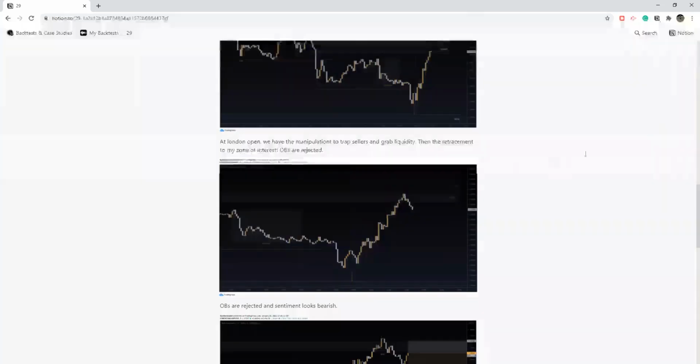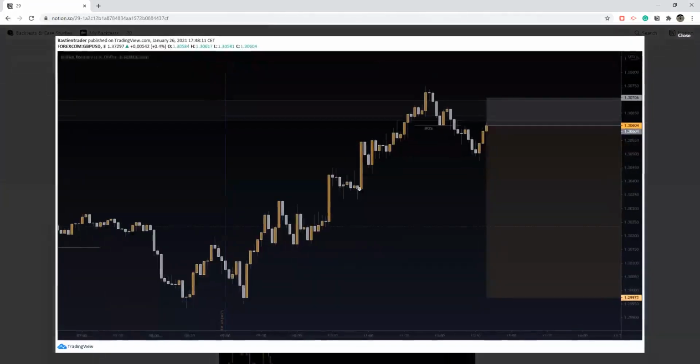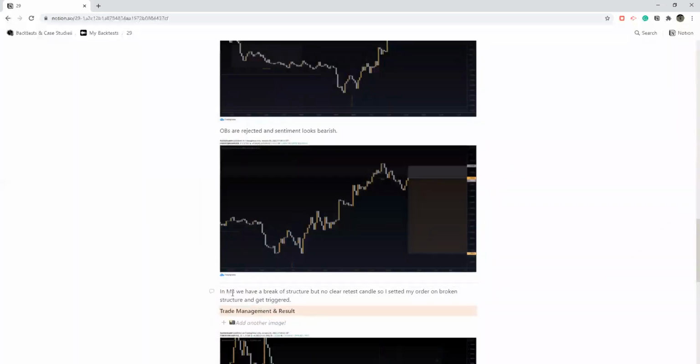Yeah, maybe on the 3 minute, you're going to show the 3 minute right now to see the break of structure. Yes, here it is, push. Where is the OB right here? So possibly you're just looking for a lower high. The OB will be this one, or maybe even the extreme right here. I don't know, maybe I have written something. Let's see. In 3 minutes, we have a break of structure, but no clear retest candle. So I set my order on the broken structure and get triggered. That is perfectly fine. Yes.